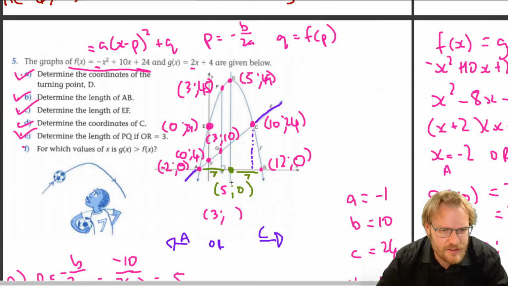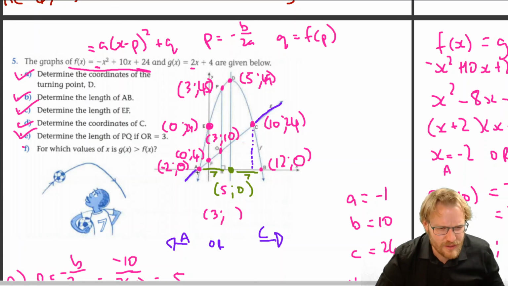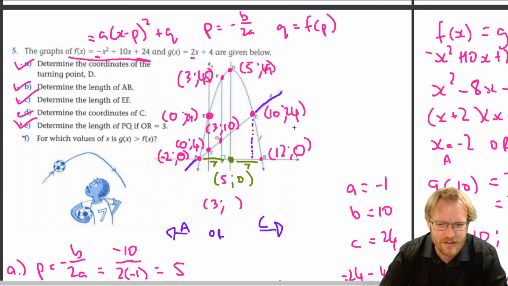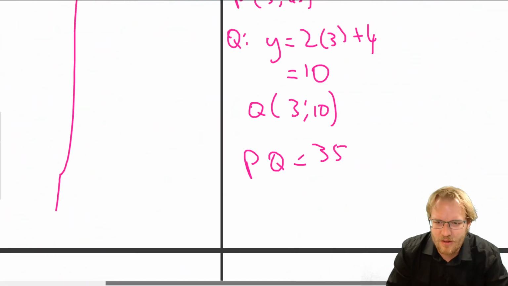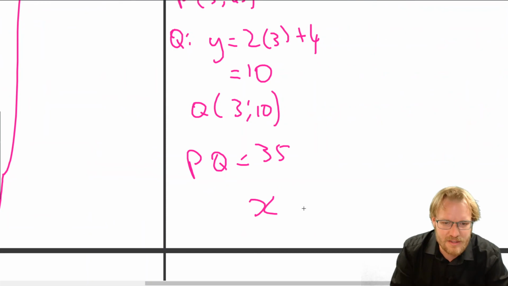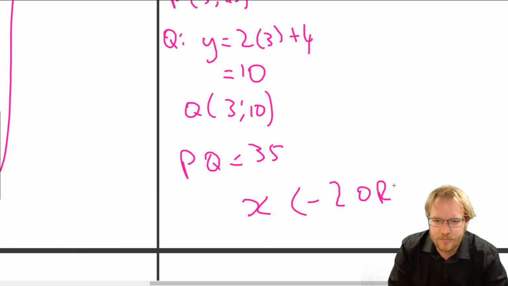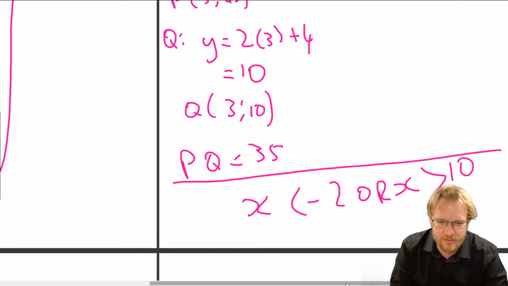Last question. For which values of x is g of x greater than f of x? What we were saying at the beginning was, when is the straight line above the parabola? Remember, these are our y values. So when our y value is above, well, anything less than A and anything greater than C. We know what these values are, minus 2 and 10. So we're going to say when x is less than minus 2, or when x is greater than 10. That's when it's going to be above.